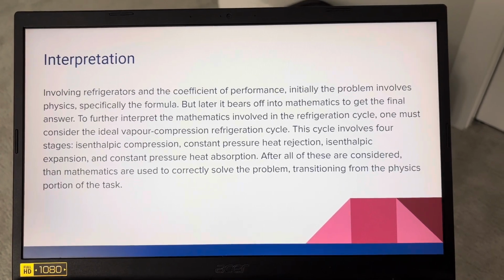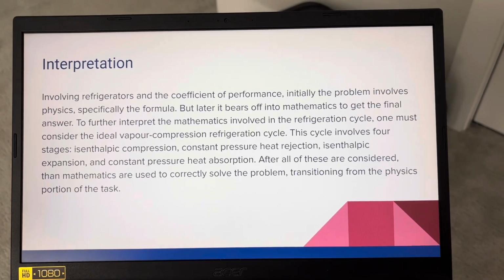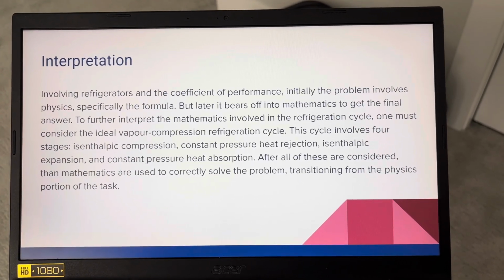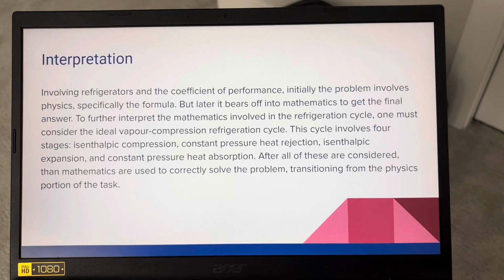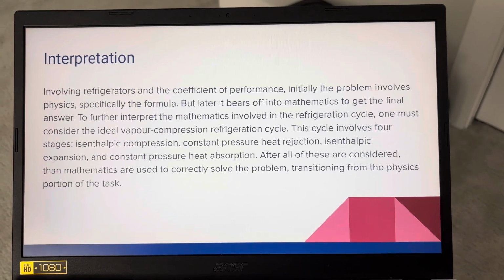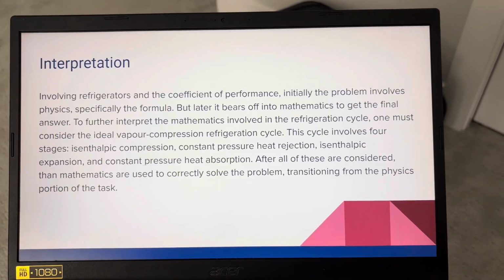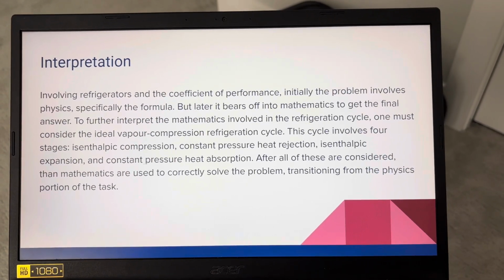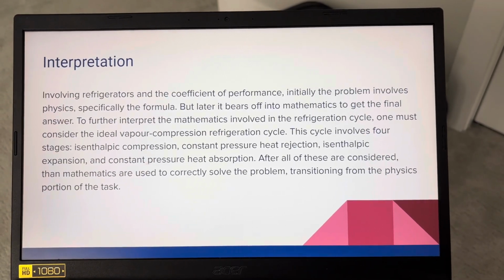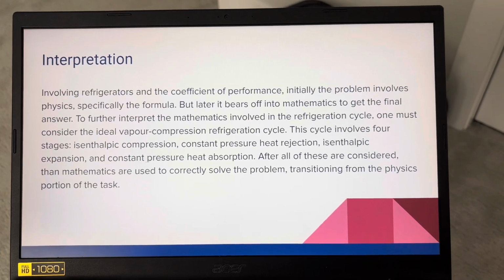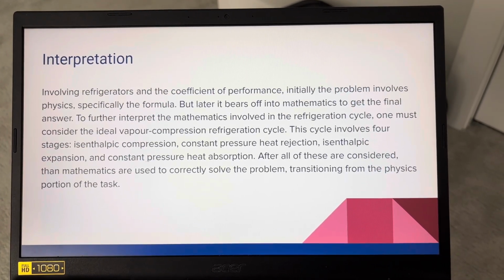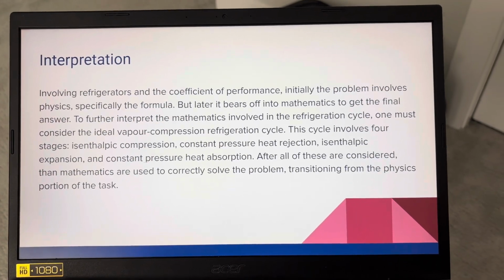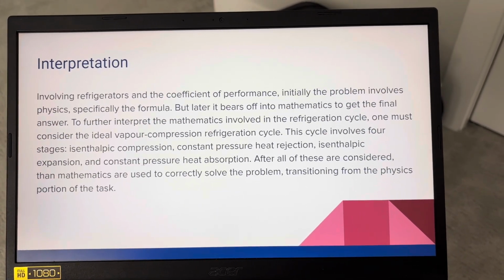To further interpret the mathematics involved in the refrigeration cycle, one must consider the ideal vapor compression refrigeration cycle. This cycle involves 4 stages: isenthalpic compression, constant pressure heat rejection, isenthalpic expansion, and constant pressure heat absorption. After all these are considered, then mathematics are used to solve the problem correctly, transitioning from the physics portion of the task to the mathematics.